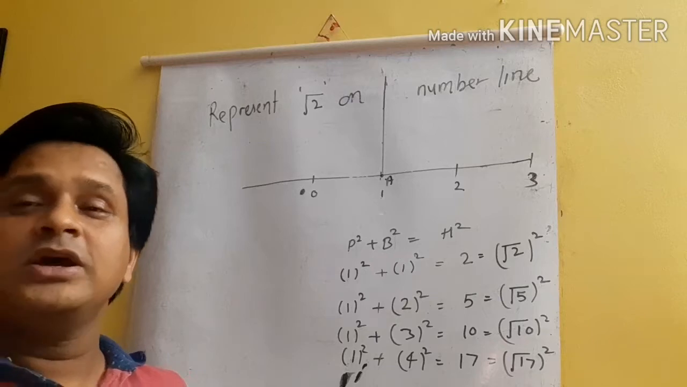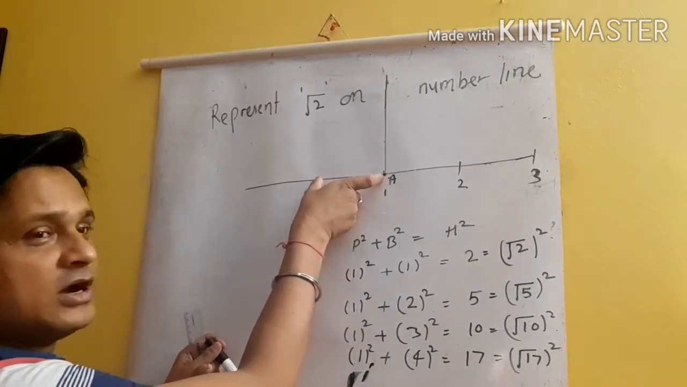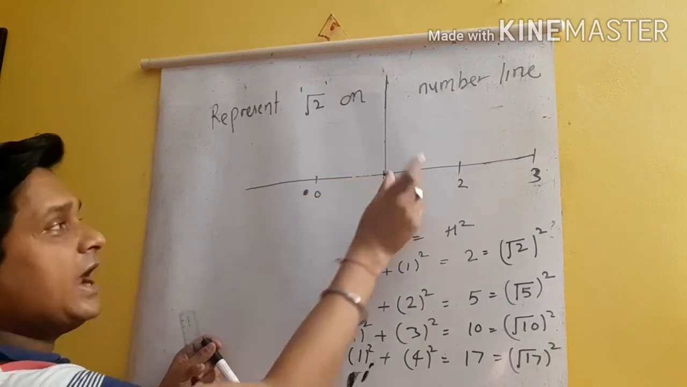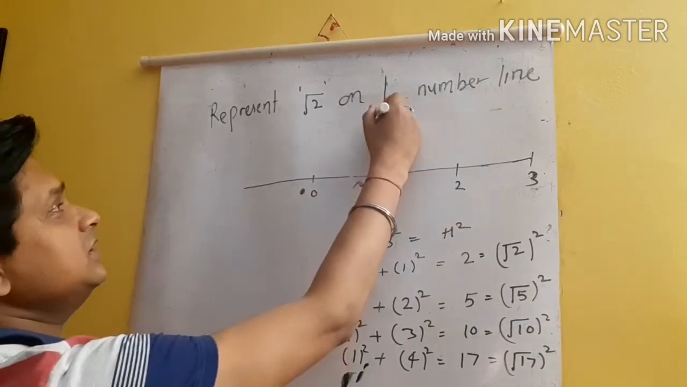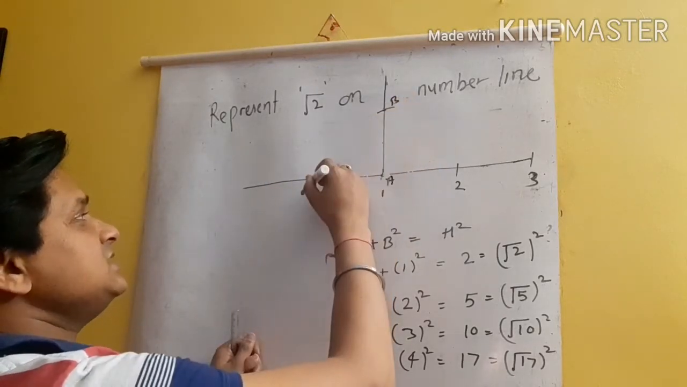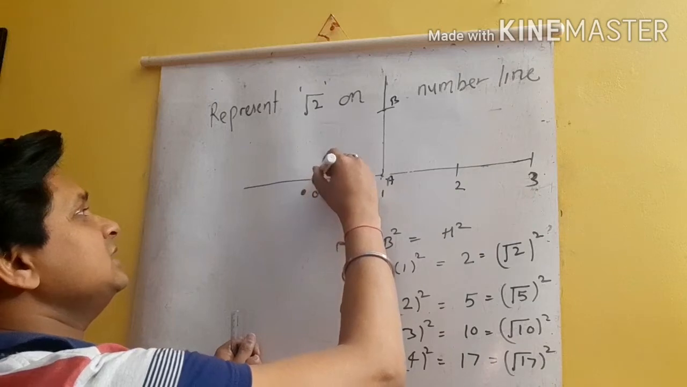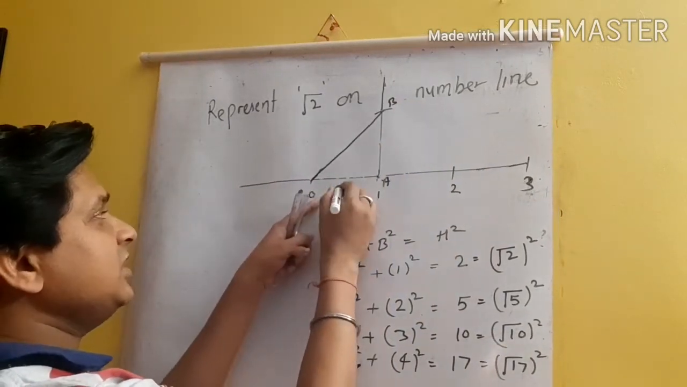You will take your compass and you will measure with your compass. Take your compass and measure this distance and put your compass here and mark one arc. You will cut one arc here. So join this point B with this initial point. Okay. Just see, this is 1 unit.